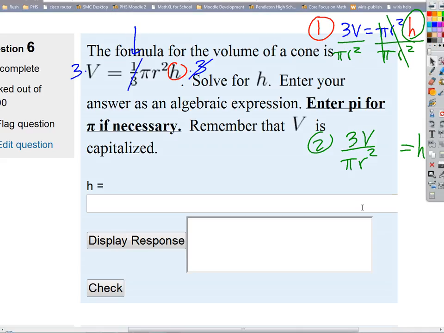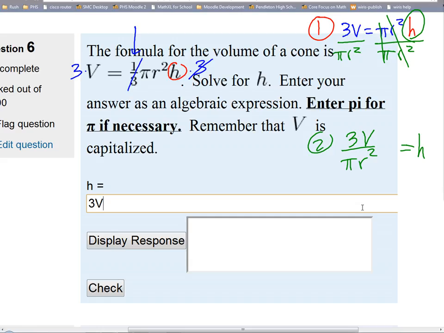Okay, you tell me. So what's the first thing I do? I've got the h by itself on one side. On the other side, how do I say 3v divided by pi r squared? I'll start you off. The 3v is okay like that, but now how do I divide by all that stuff? What do you think? Kind of like the last one we did. Okay, good. I've got to divide by, in parentheses, pi r squared.